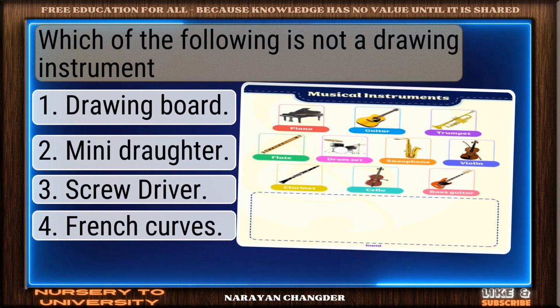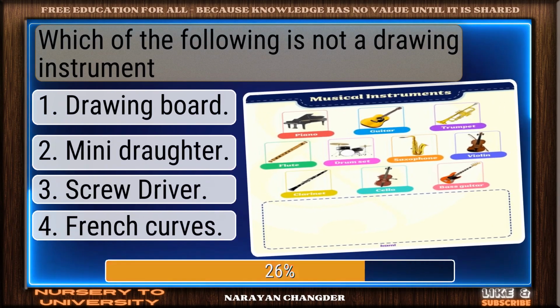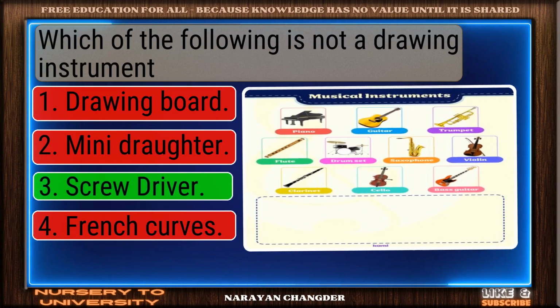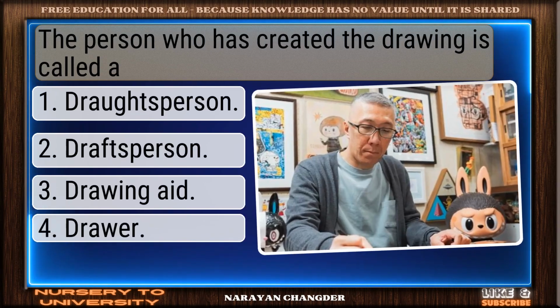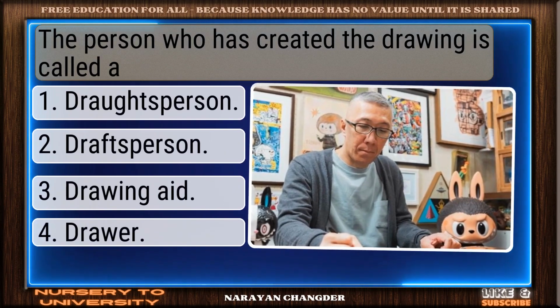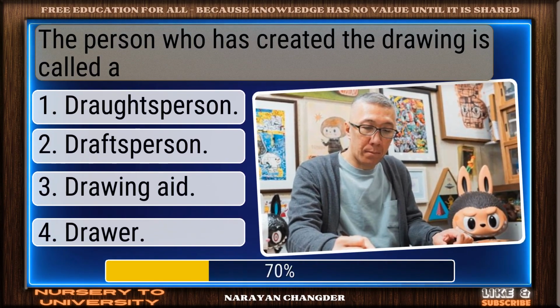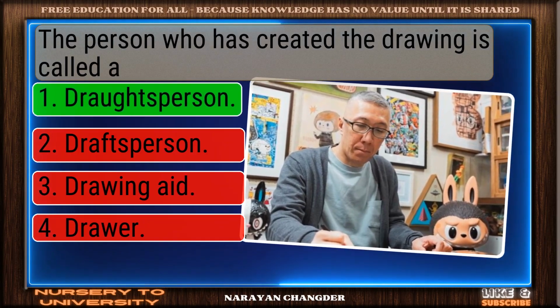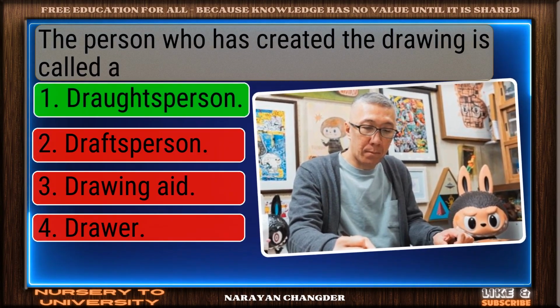Which of the following is not a drawing instrument? You're right. Screwdriver is the correct answer. The person who has created the drawing is called. Well reasoned. Draftsperson is the correct choice.